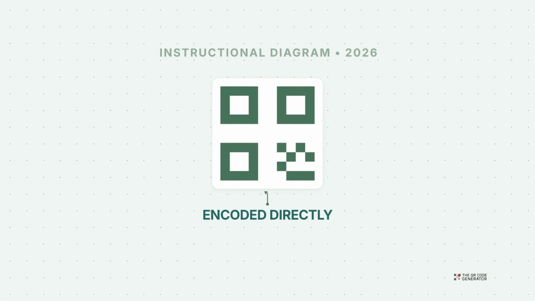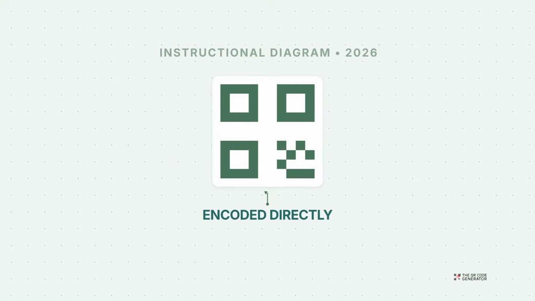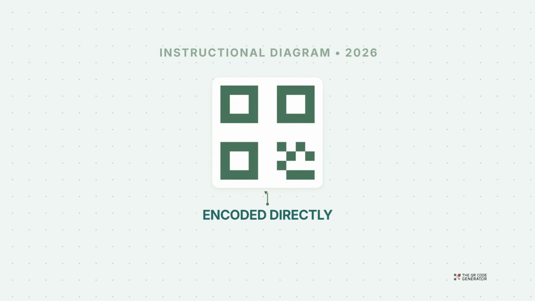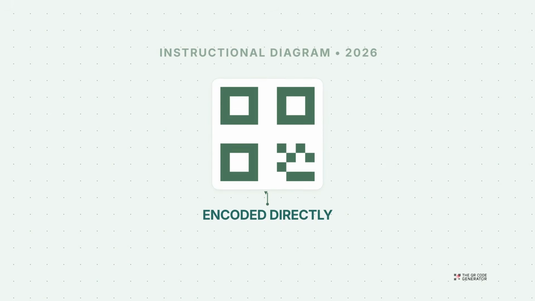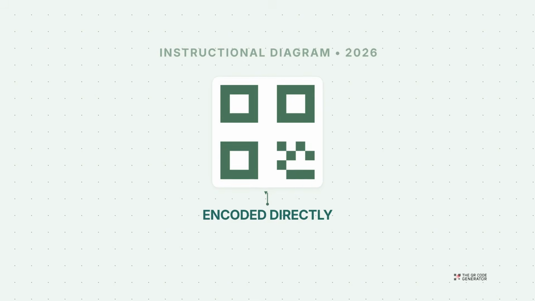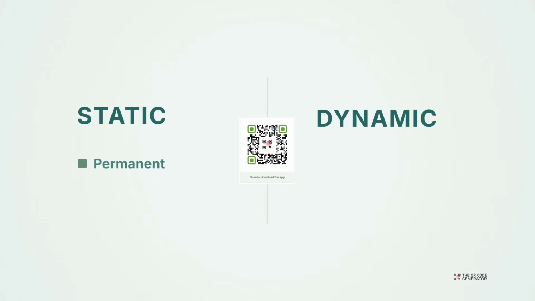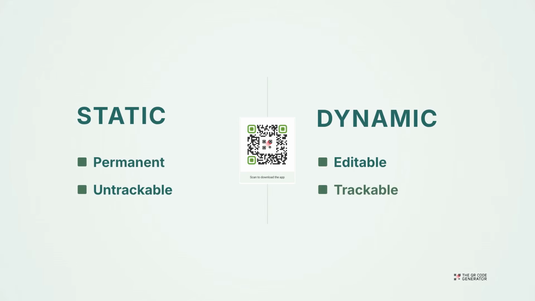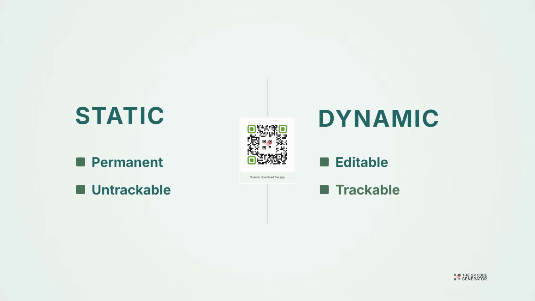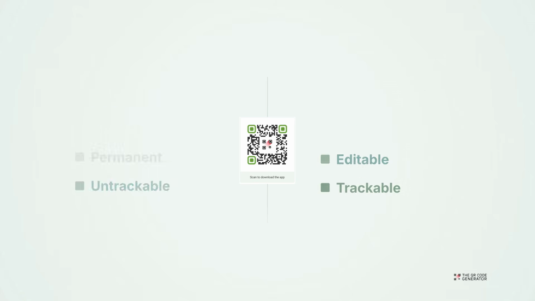A static QR code has its destination encoded directly into the pattern itself. There's no server, no redirect, no account tied to it. It points to the same place forever, and it can't be edited or tracked after you create it. The one-sentence difference between the two is static codes are permanent and untrackable, while dynamic codes route through an editable link so you can change the destination and see scan data after printing.